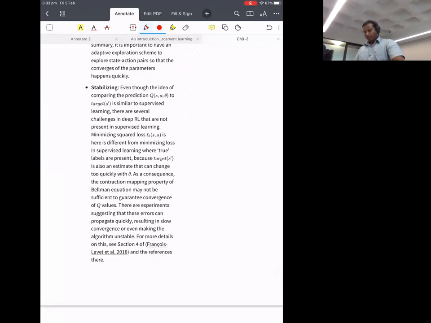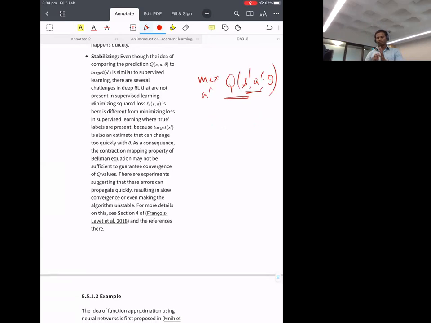And the next issue is stabilizing. Because the targets and the iterations are not independent, if there is some error in one iteration, it can spread quickly to others, particularly because we are doing max over A of Q(S prime, A prime, theta). Suppose a state action pair which is not actually good got the maximum value; you end up playing that more often. And as you play, this error can spread quickly. So you want to stabilize your approach to deal with these things.